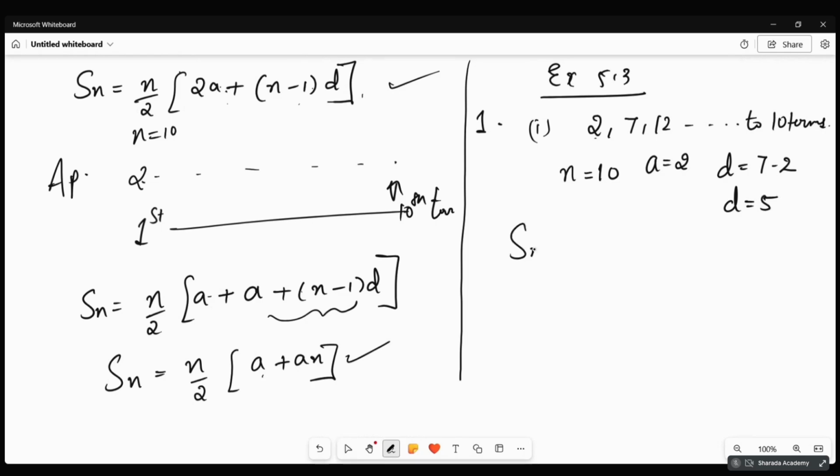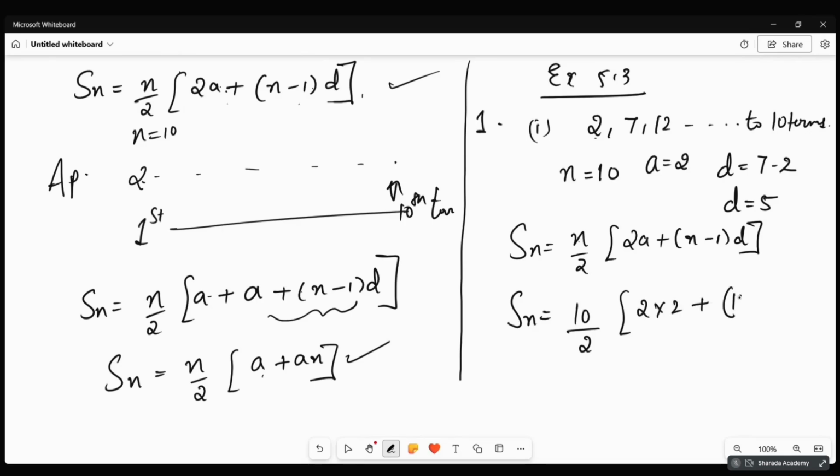So what is Sn? Sn is equal to n by 2 into 2a plus n minus 1 into d. So Sn is equal to 10 by 2 into 2 into 2 plus 10 minus 1 into 5. Sn is equal to 5 into 2 twos are 4 plus 10 minus 1 is 9, 9 into 5. And here observe, don't add 4 plus 9 and then multiply. First you should do multiplication, then addition. Always remember that.